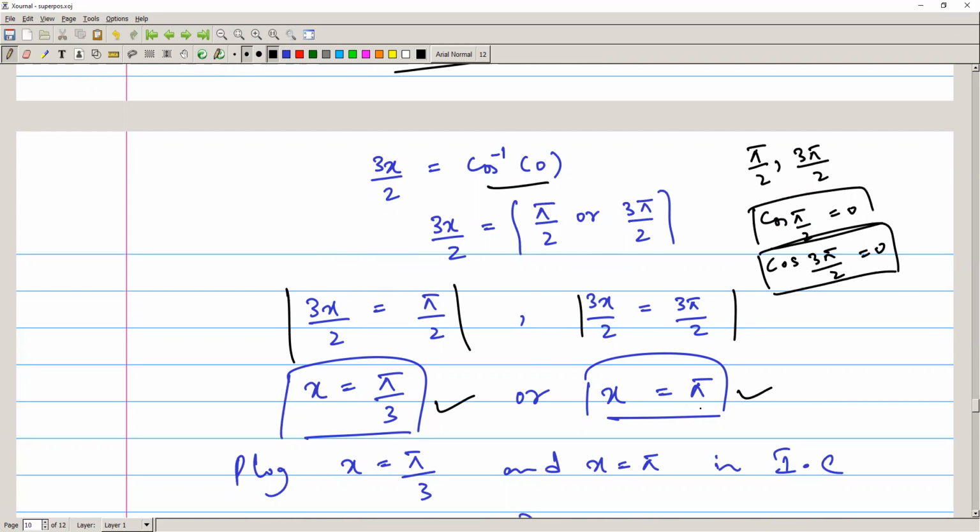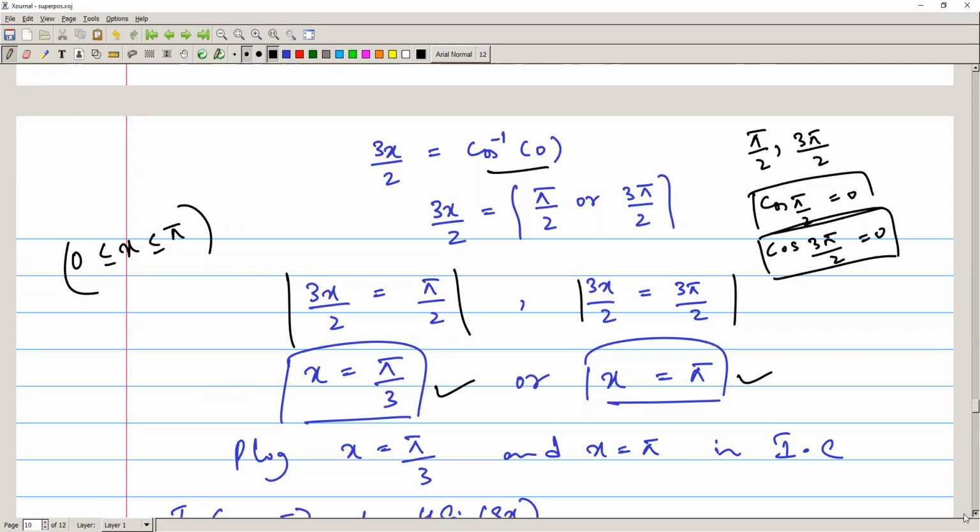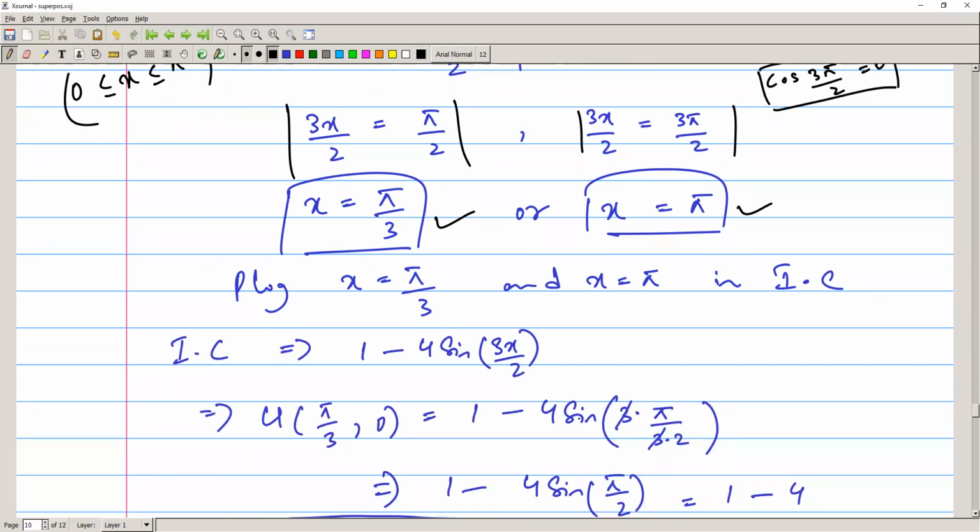We can now see that in the question the limits are from 0 to pi, right? So pi over 3 and pi, both values are good in our range. So we will calculate the initial condition with both of these values separately. First of all, we'll check at x equals pi over 3. So we will plug in the initial condition.